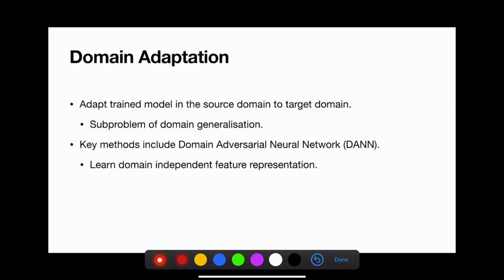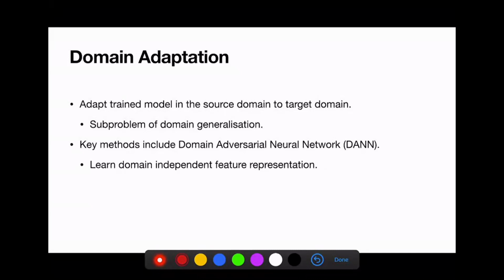Now, the next task is about domain adaptation. So what is domain adaptation? You simply train a model in the source domain and you adapt that model to the target domain, and you do not have any knowledge about the target domain. Okay, so this is a sub-problem of domain generalization. So what is domain generalization? In simpler words, you train a model on a domain, and you can apply this model successfully on many other domains with some good results, with some good performance.